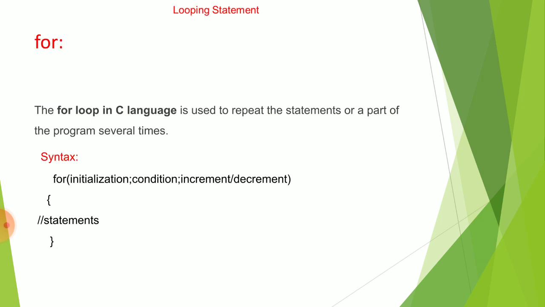The next type of looping statement is for. For also repeats the statements continuously until the condition is false. The syntax for is: for, initialization, semicolon, condition, semicolon, increment or decrement statements. The for syntax has 3 parts: initialization, condition, increment or decrement. They are separated by semicolons.